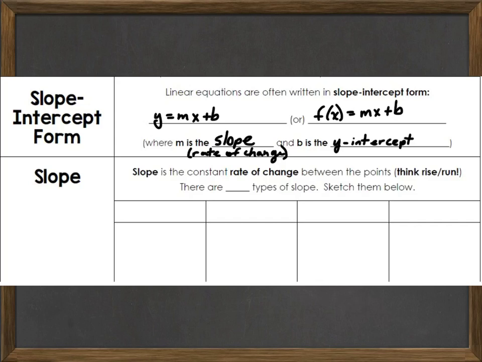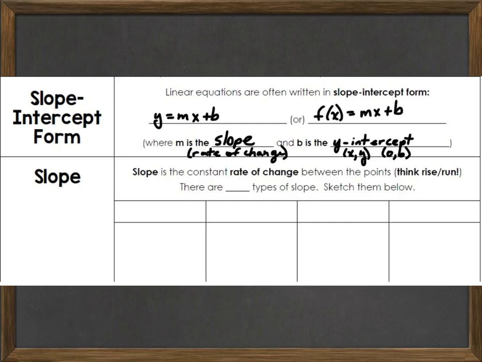And the y-intercept is a point. And the y-intercept point, if you remember in your coordinate plane, points are listed x and then y. And on the y-axis, the x is always 0, and so it'll be some number b is your y-intercept. So it is a point on a line. Okay?